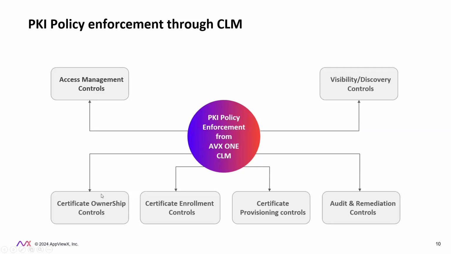Then follows how we can have control over the visibility, the discovery of certificates. Then follow on by certificate ownership control, how we can control your certificates, how we can map the ownership and all of that. And then how we can control your enrollment process, like the key length, hash function, weaker key. You can avoid enrolling certificates with a weaker key and all of that through the policies. And the certificate provisioning controls, and then the audit and remediation control. So these are all the controls that we're going to discuss today.